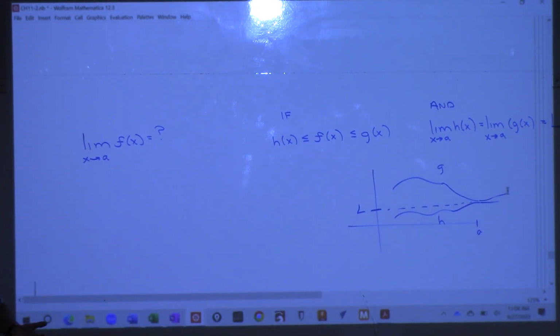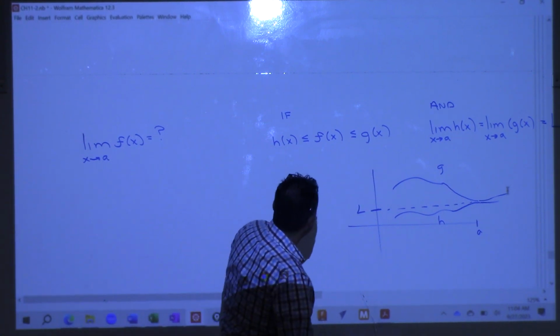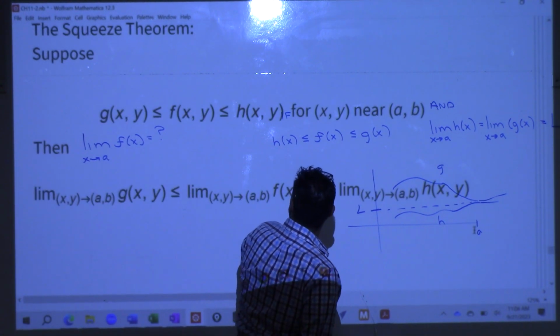What would that look like with surfaces? You have a surface on top. That would be like your g. Then you would have a surface on the bottom, which would be your h. If your f is always between those two sheets, and the top and bottom sheets go to the same place, right? As we approach some point in the domain, if those sheets come together, then the sheet in the middle should also go together as well, right? That's the idea. So that's what this little theorem says here.